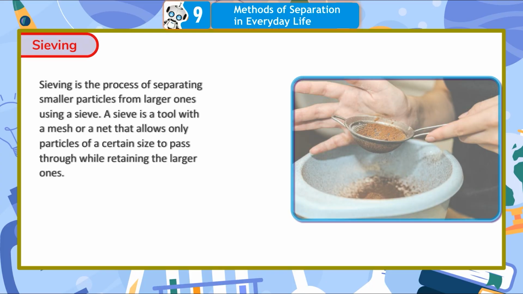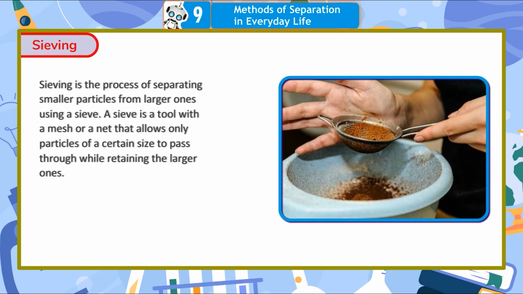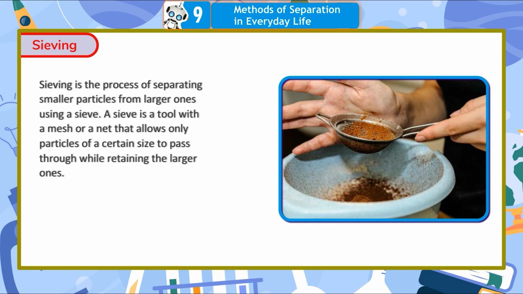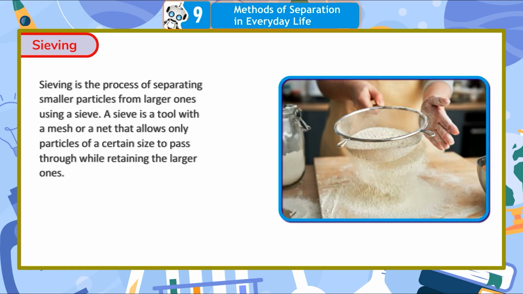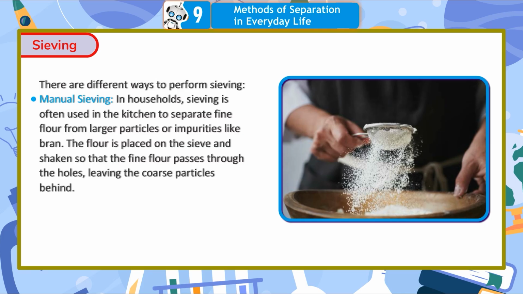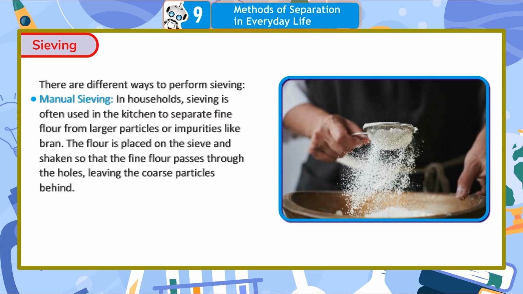Sieving. Sieving is the process of separating smaller particles from larger ones using a sieve. A sieve is a tool with a mesh or a net that allows only particles of a certain size to pass through while retaining the larger ones. There are different ways to perform sieving.